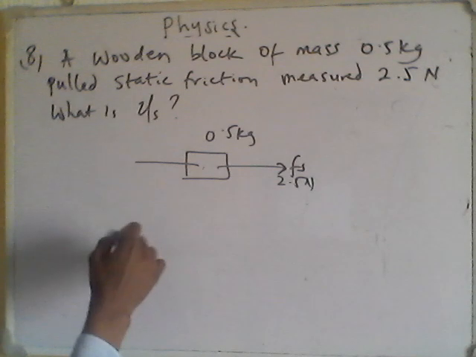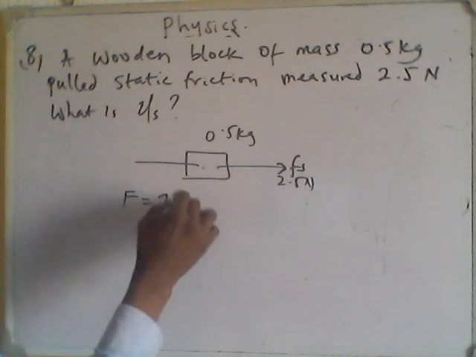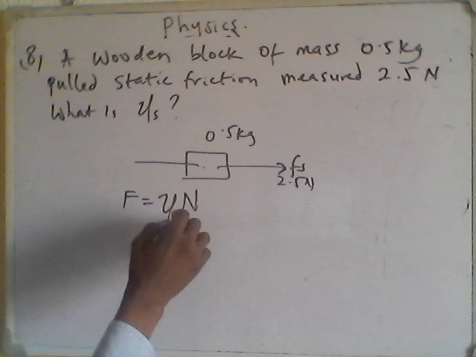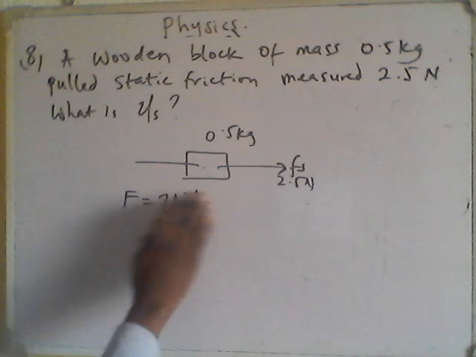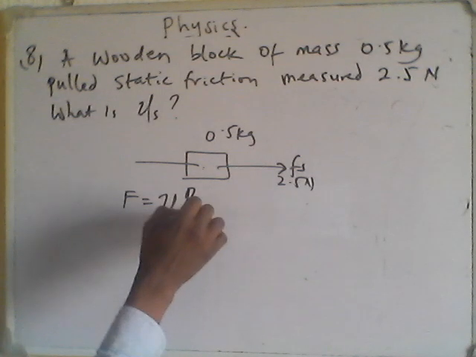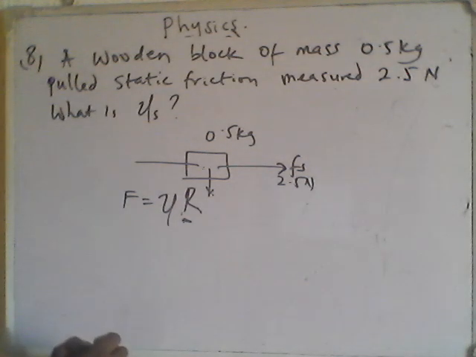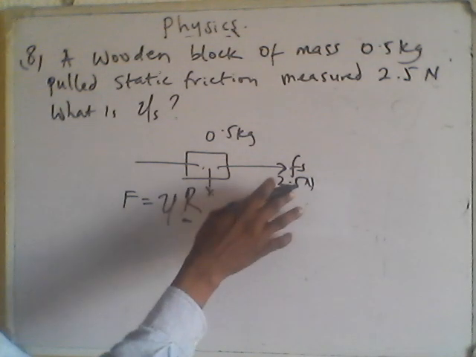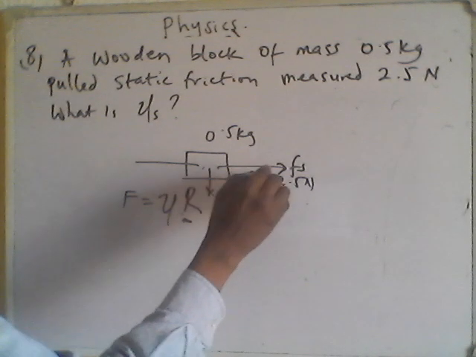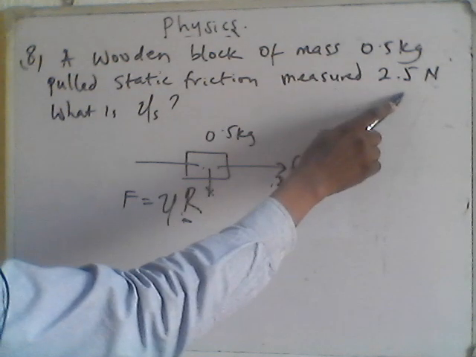Okay, you know that frictional force is equal to mu R. You understand? The reaction R, or normal force. Okay, let me change to R. Reaction force or normal force. This reaction force is actually the weight of this body. And the frictional force is F. Now this is what is required to be overcome for this body to move. So that is what we are given as 2.5 Newton.